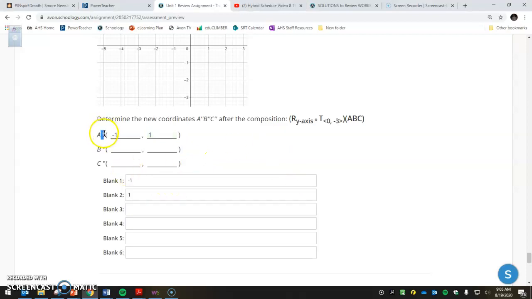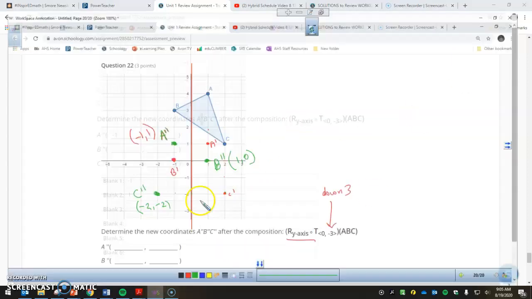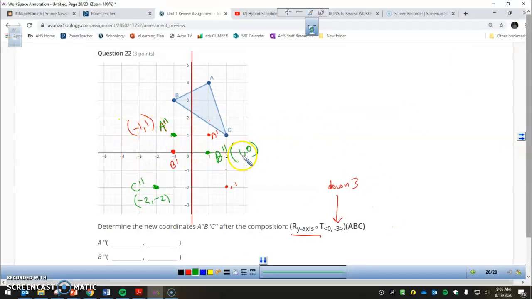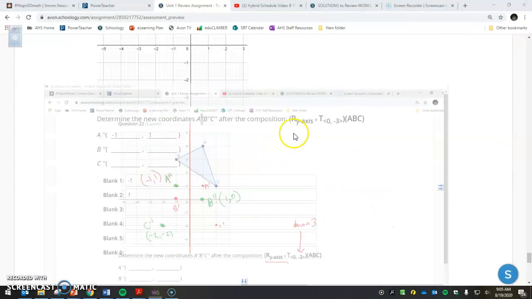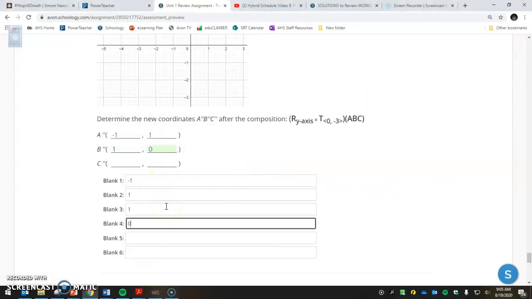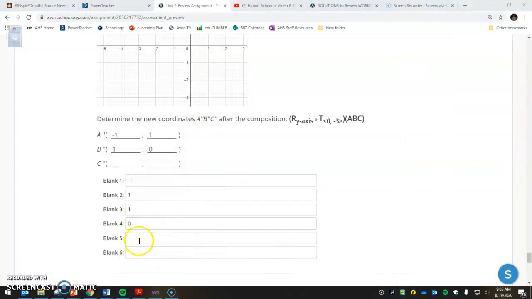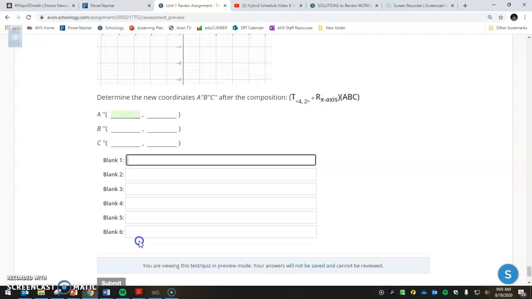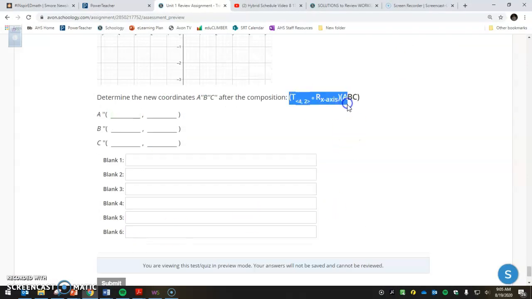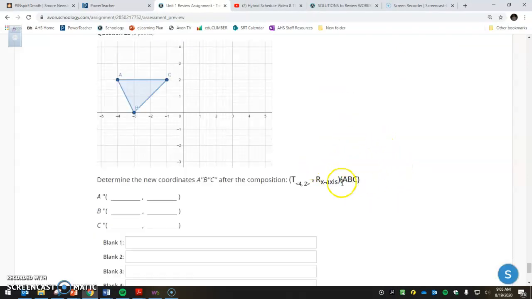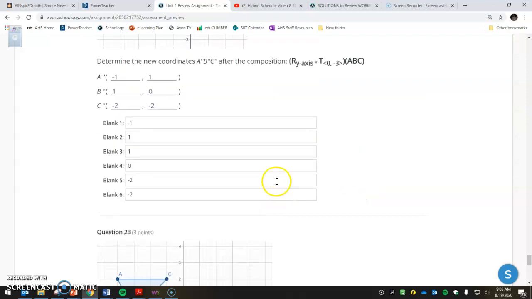And again, this double prime indicates that there were 2 transformations. That's why we have double primes instead of just prime, because we're doing 2 transformations. So that's what these primes represent here. So negative 1, 1, we got 1, 0. And then we got negative 2 for C. So compositions really shouldn't be terribly difficult, but if you have any questions about these, let me know.